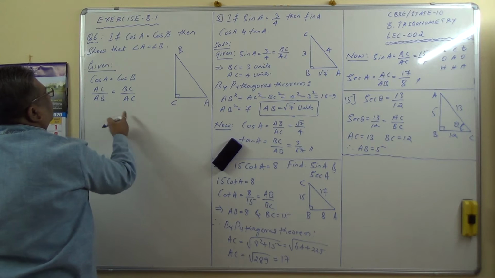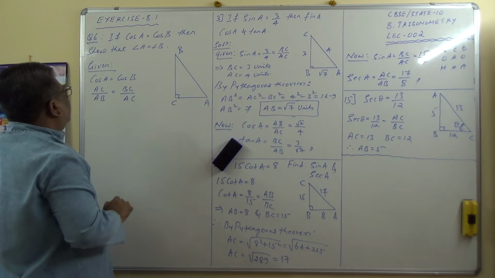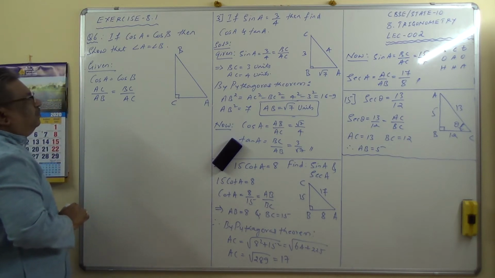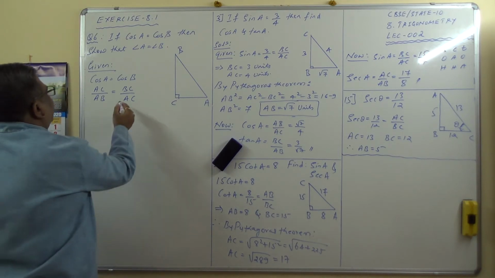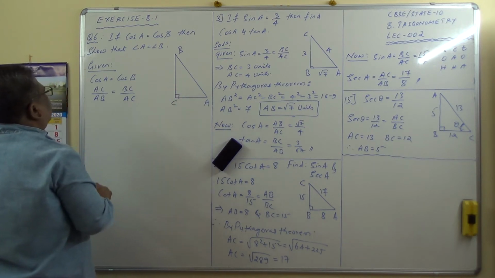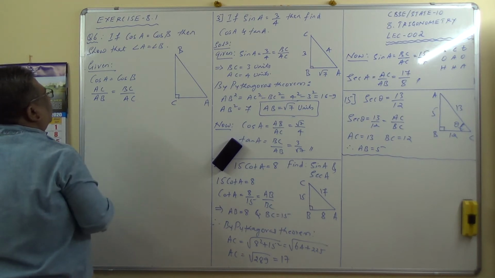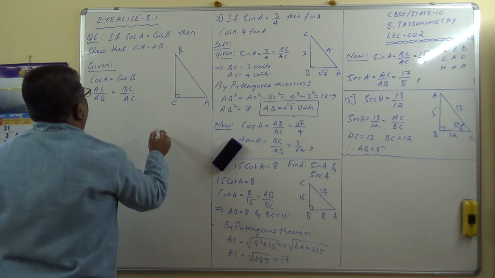So cos A equals cos B. Let's see how do you prove this. Angle A should be equal to angle B. AC square equals AB into BC? No, that's also not possible. Something is wrong. Let me check it.